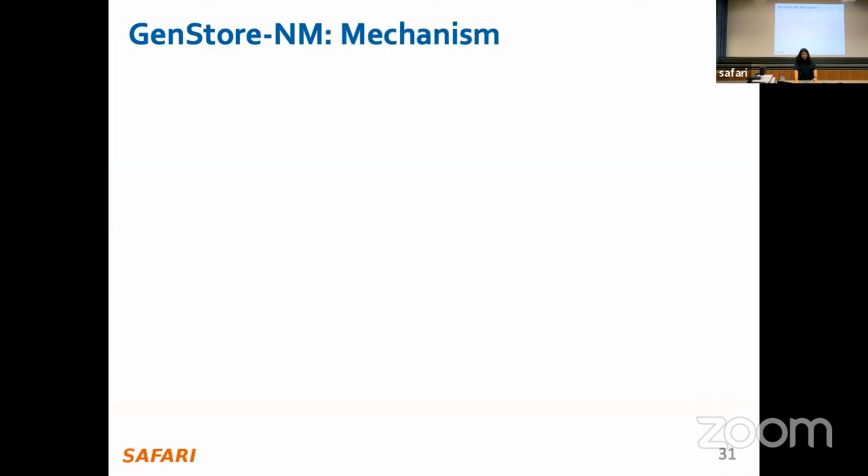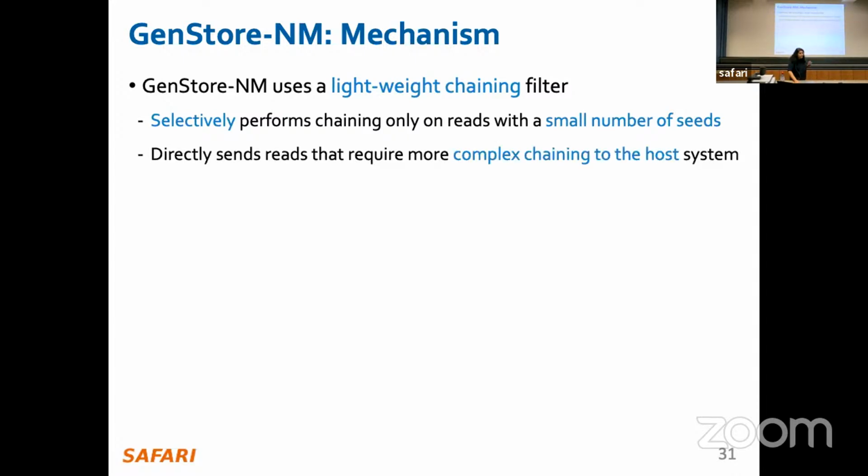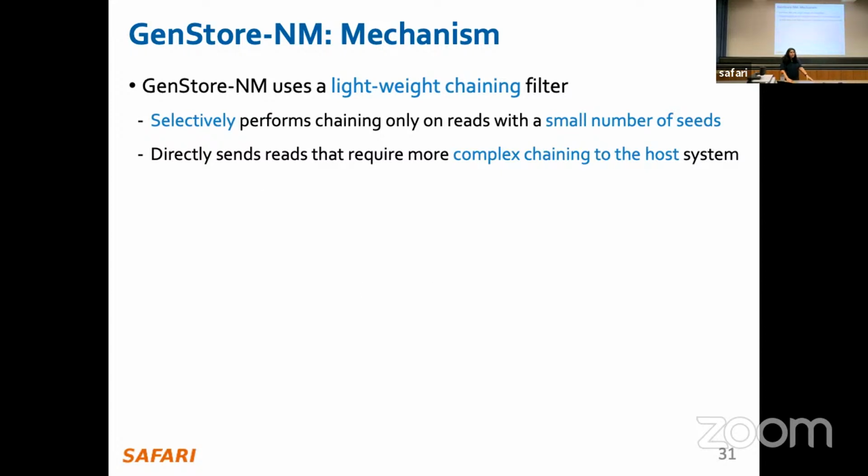So to reduce the cost of chaining, GenStore NM uses a lightweight chaining filter. What we do is selectively perform chaining on reads that have a small number of seeds. So what were seeds? Seeds were potential matching locations based on the k-mer lookups that we did, right? If a read has few seeds, then we selectively perform this chaining inside the SSD on that. Otherwise, if the read has a lot of seeds, a lot of potential matching locations, we just send it to the host system to perform the complex chaining. That is based on our observation on various real genomic data sets across different species.